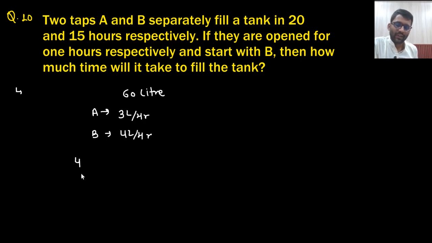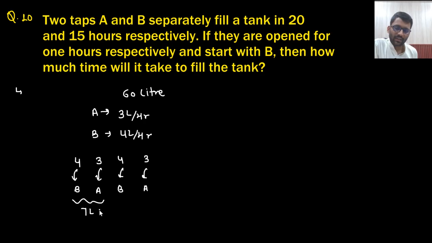So in the first hour you will get, sorry, 4 liter because we are starting with B, then you will get 3 liter, then again 4, then again 3. So 7 liter you are getting in 2 hours. So let's try getting near to 60.